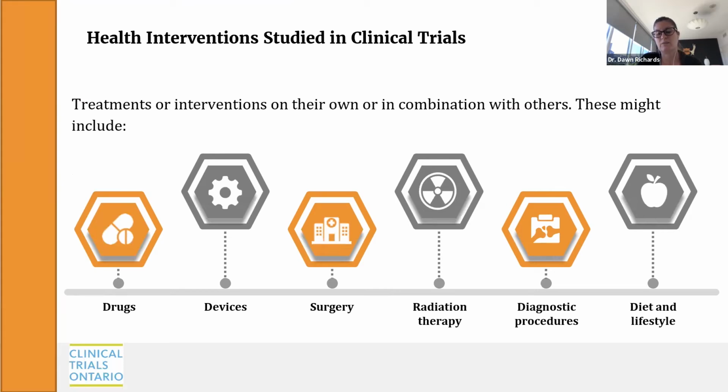On the other end of the scale, this community is probably a little more familiar with diet interventions and lifestyle being part of what's studied in clinical trials. And in the middle, you'll see a number of different things. It could be devices, like an insulin pump or a pacemaker. It could be a different type of surgery, a type of radiation therapy, or maybe a diagnostic procedure. All of those might be treatments studied with clinical trials, and they might be done as single interventions or in combination with others. So, next slide.